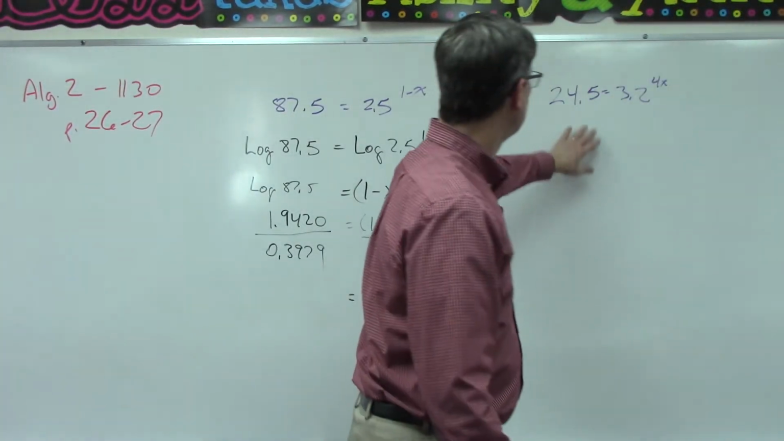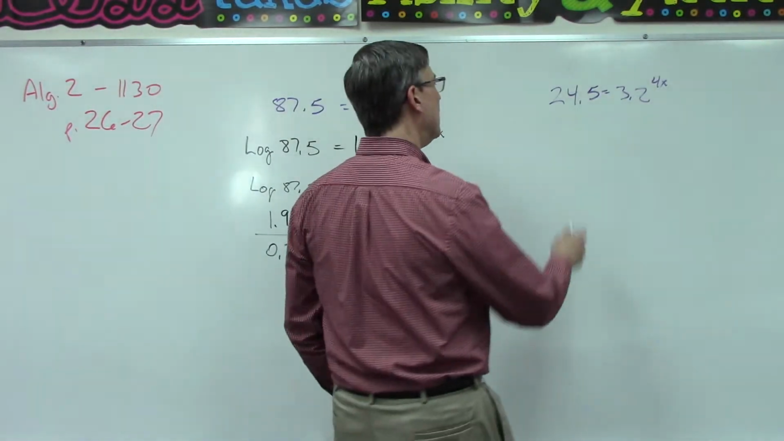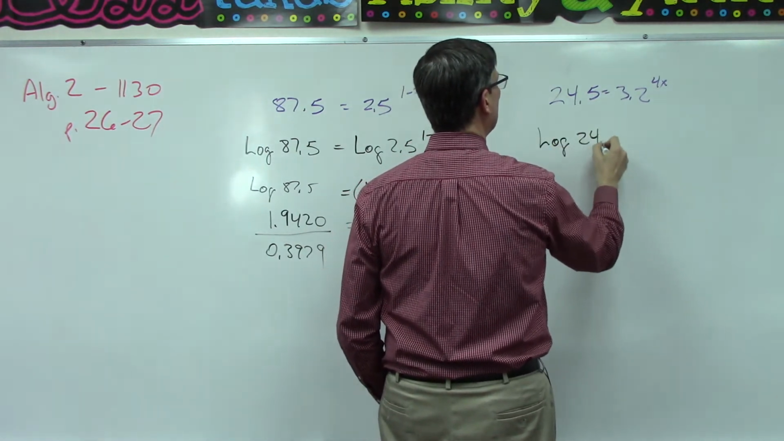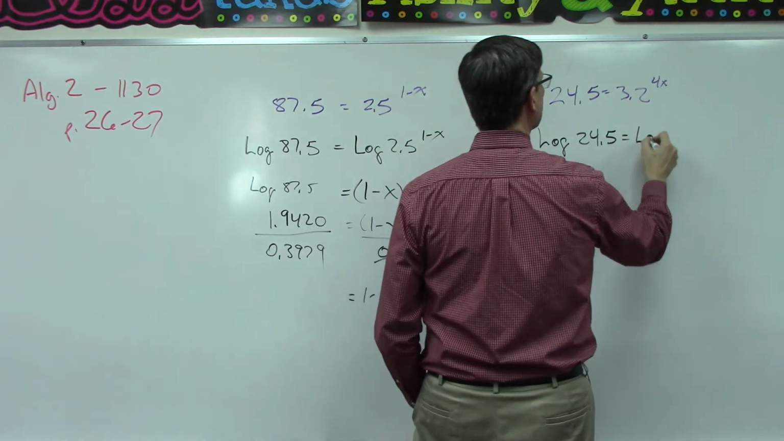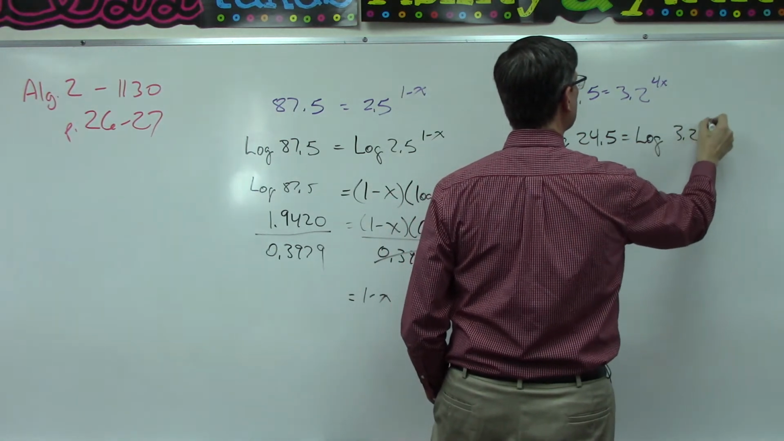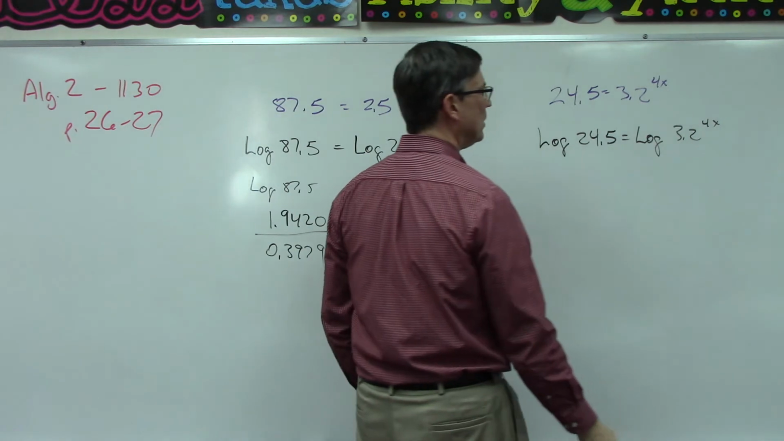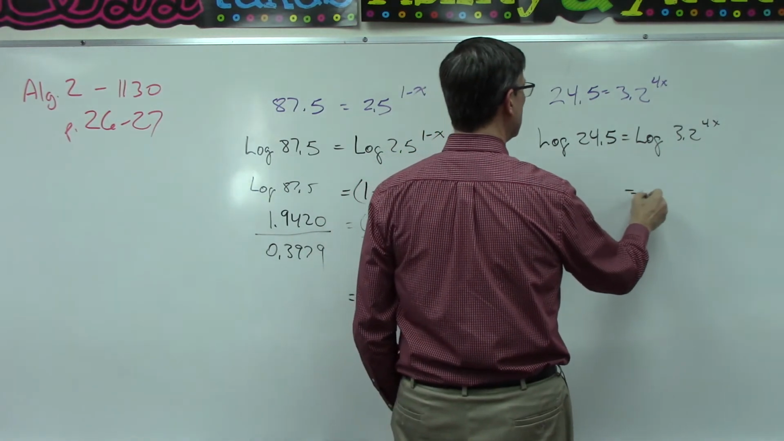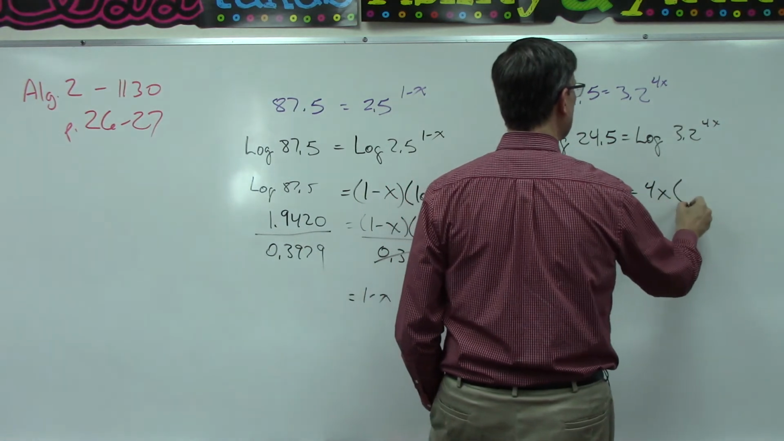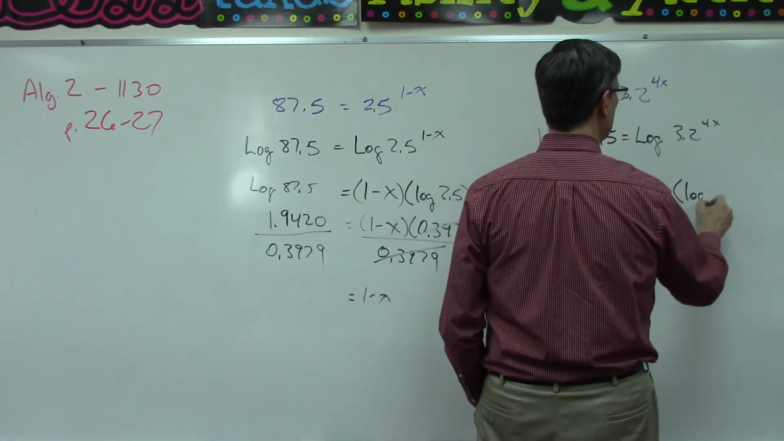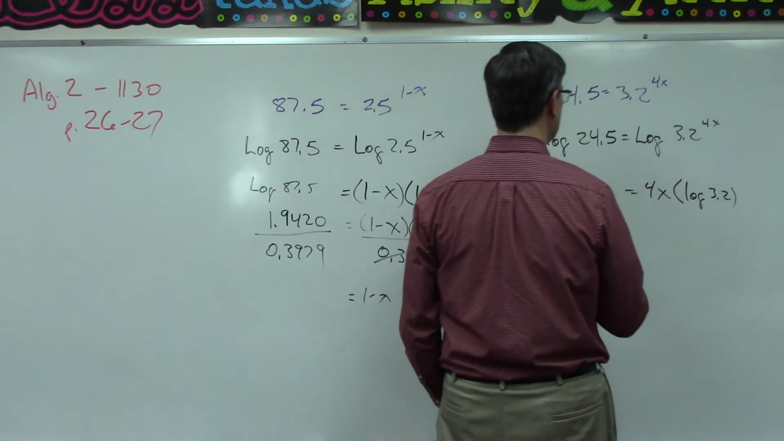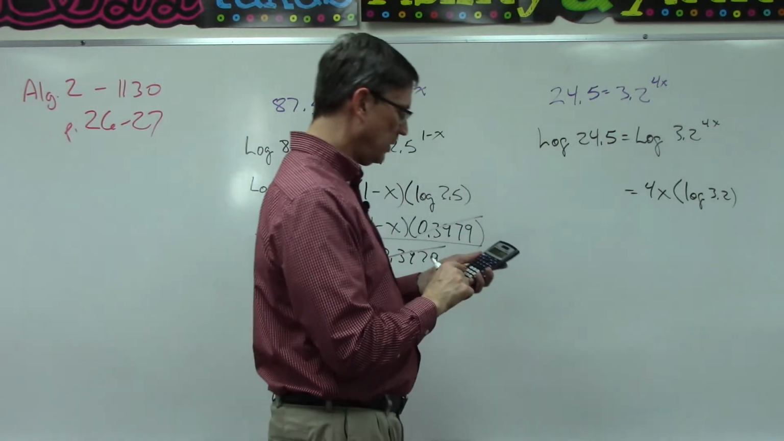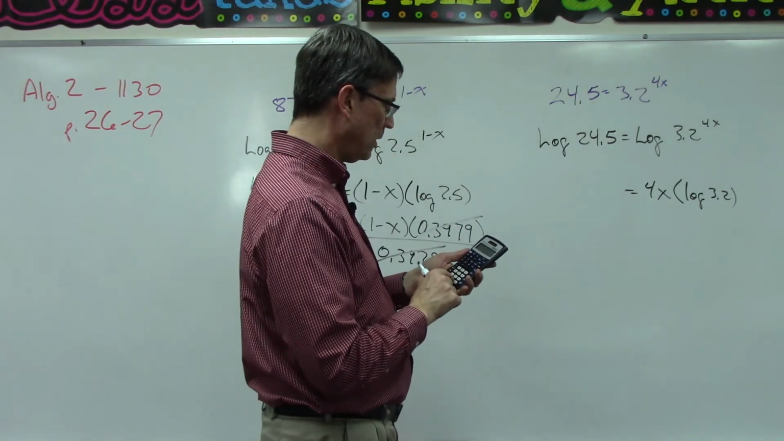Let's talk about setting this one up. Again, we're going to write it with logs first. So the log 24.5 equals the log of 3.2, and then the 4x power. So this means I'm going to have 4x times the log of 3.2. And let's get our calculator out and figure this out. Actually, I think these are a little bit easier than this one over here.